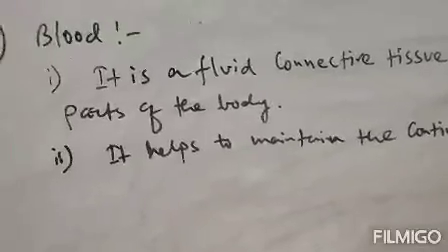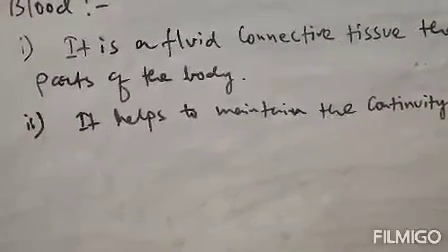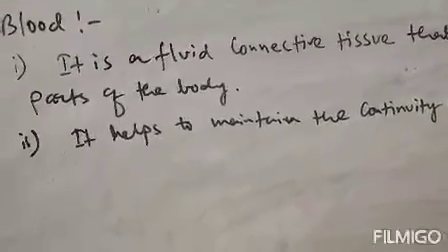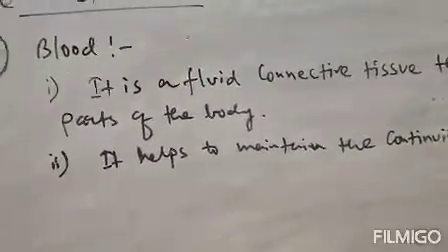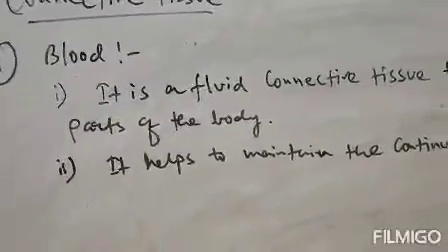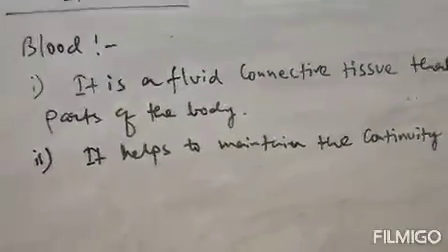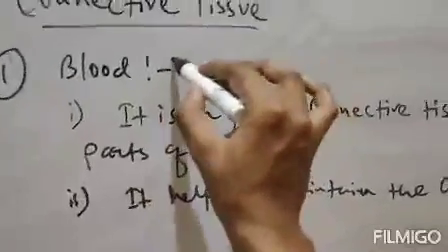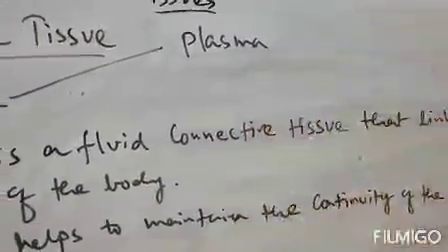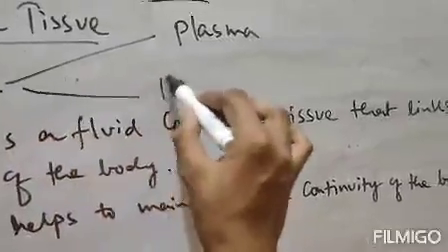Clear? Now this blood actually contains a fluid matrix, which is known as plasma, and blood cells. So blood is mainly composed of 2 parts: one is plasma, the fluid matrix, and number 2 is blood cells.